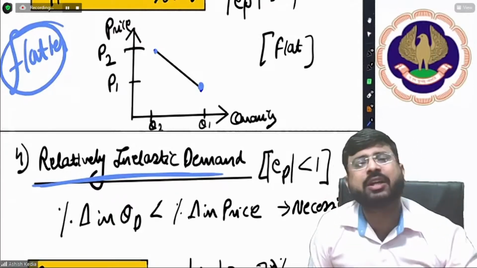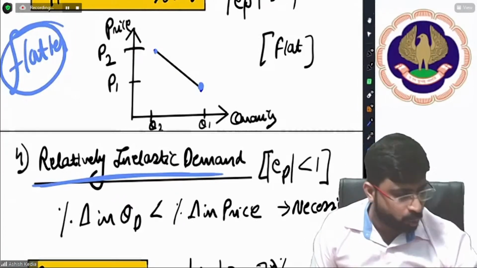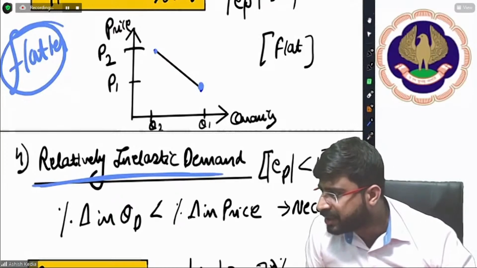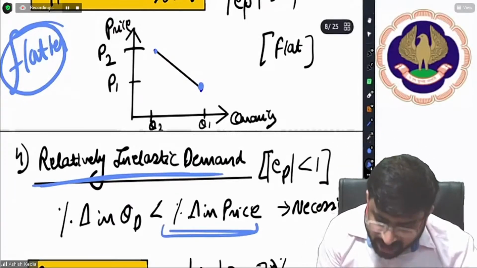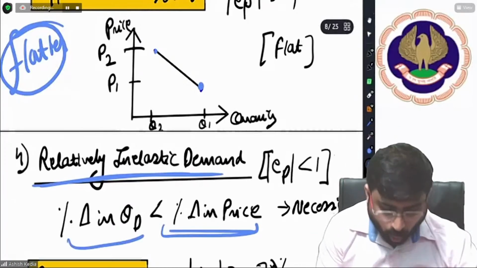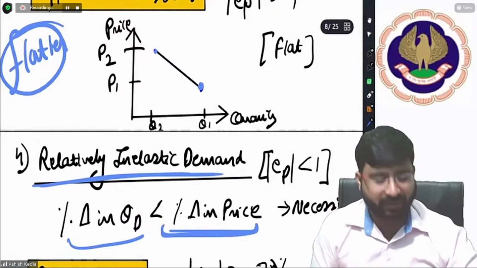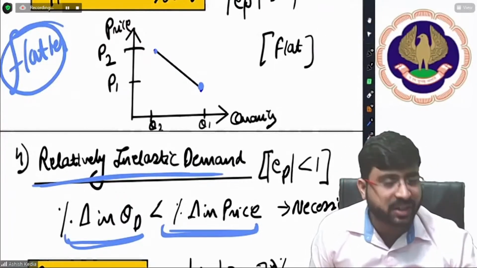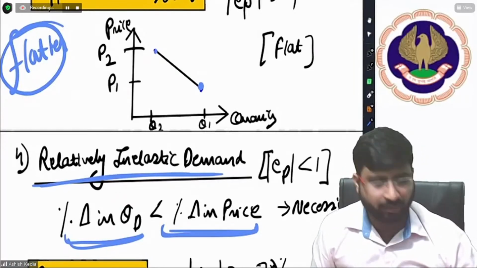Here the opposite will happen. Who is going to change by a greater percentage? The greater percentage change will be in price. So price will change by a greater percentage, not quantity, my dear friends.